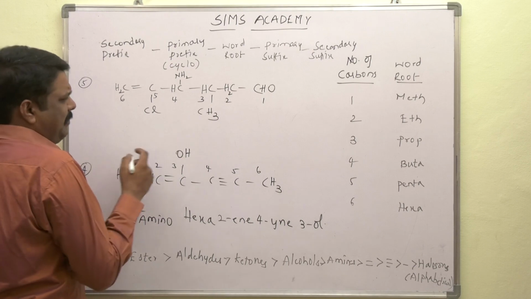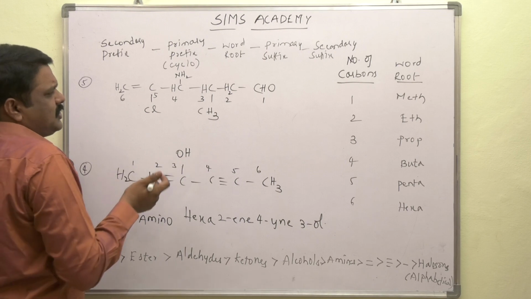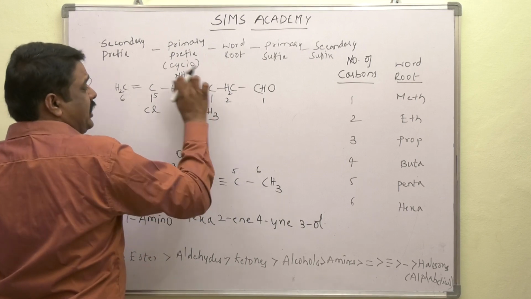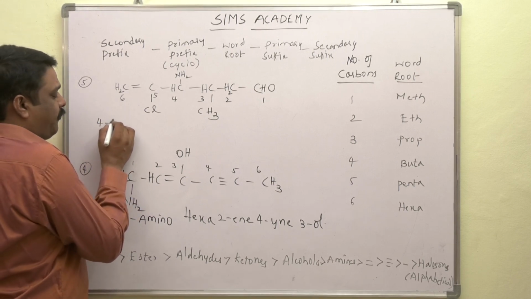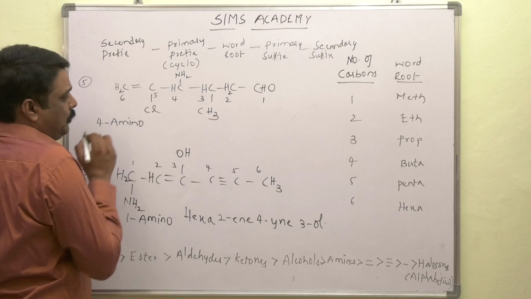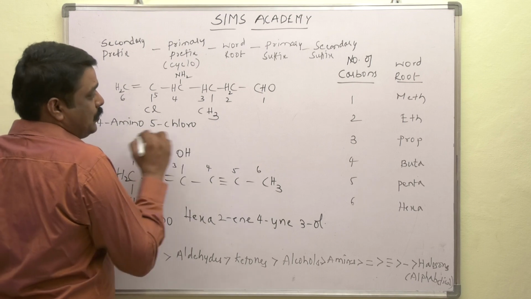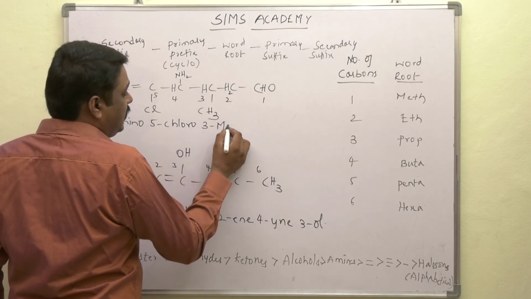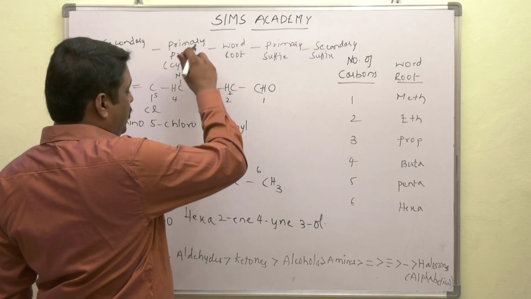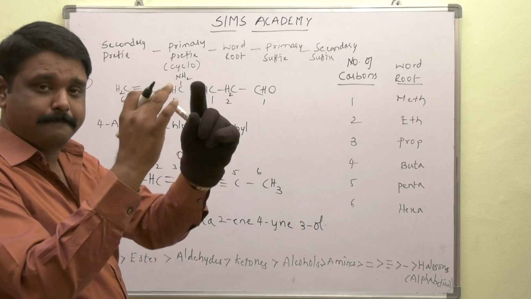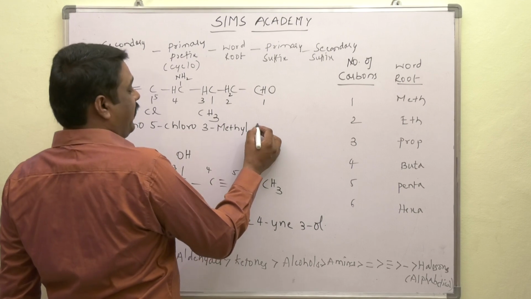Now, coming to this secondary prefix, that is substituents. How many substituents? 1, 2, 3 substituents. 3 substituents means the first, amino group, 4-amino. Next, chlorine group, 5-chloro. Next, methyl group, 3-methyl. Next, coming to primary prefix, it is not a cyclic compound. Next, word root, we have hexa.